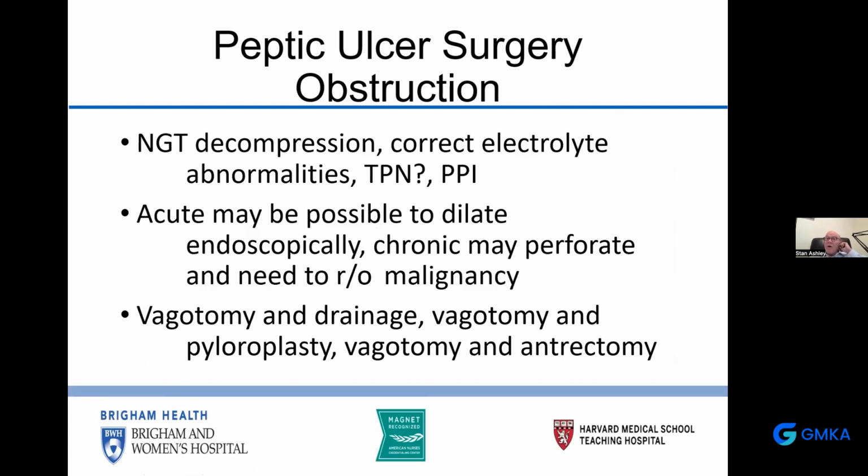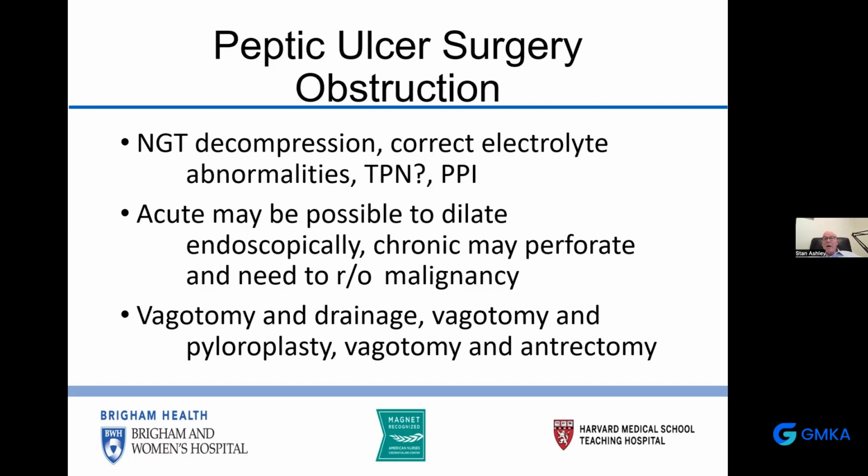We don't see these very often today, but obstructing, often duodenal ulcers are a tough problem to manage. I think it's very appropriate when these patients present acutely to give them a period of NG decompression so that the stomach regains its tone. It's one of the biggest complications, that prolonged delayed emptying afterwards. A period of TPN with a PPI, correcting what are often significant electrolyte abnormalities.